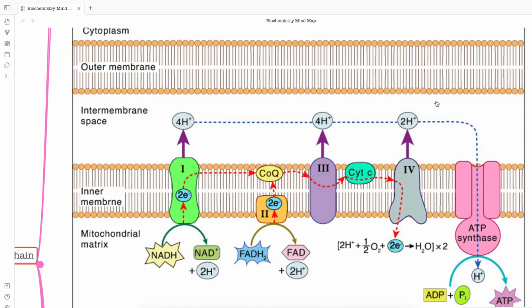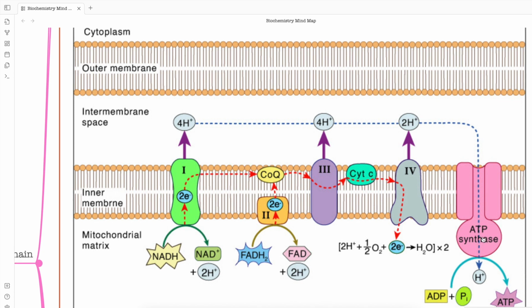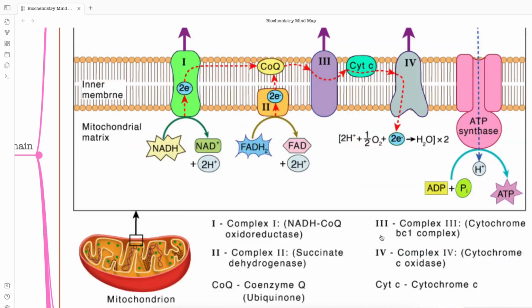But there are some uncoupling agents which can just break the link between these two processes, that is, the electron transport system and ATP synthesis. So what happens when an uncoupler is present is the electron transport system will go on. Electrons will get transferred from NADH or FADH2 to oxygen, and oxygen will get reduced to H2O, but it will stop the ATP synthesis. ATP will not be produced, but the electron transport chain will remain intact.